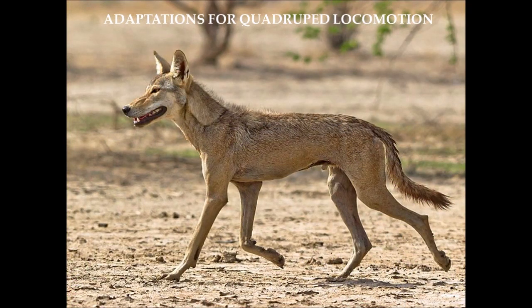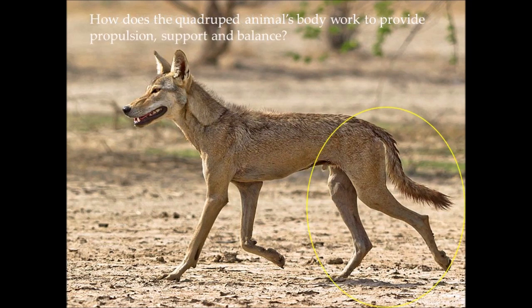Adaptations for quadruped locomotion. Quadrupeds that can run their prey down are defined as cursorial predators, for example, wolves and hyenas. Their body's design necessitates that their hind or pelvic limbs are used for propulsion.